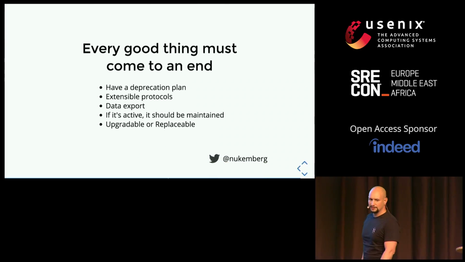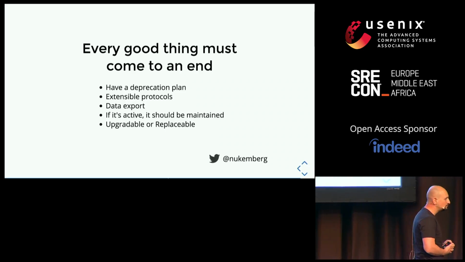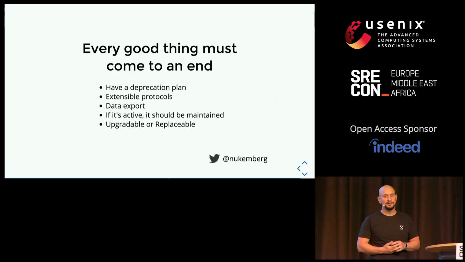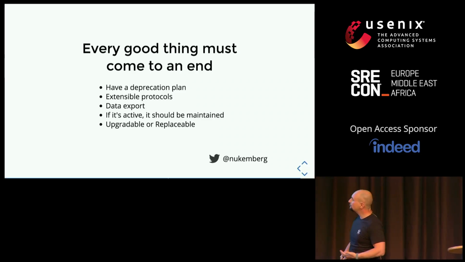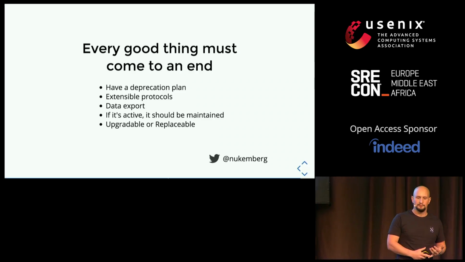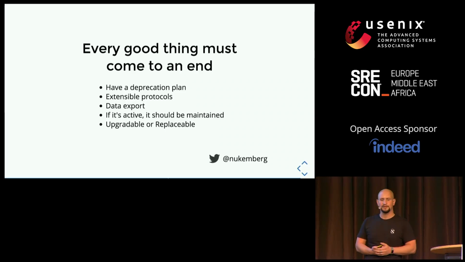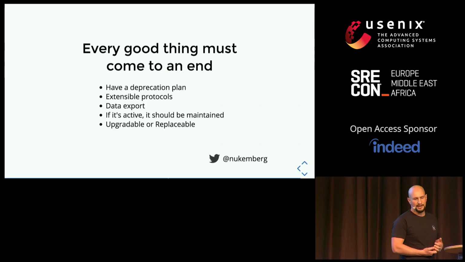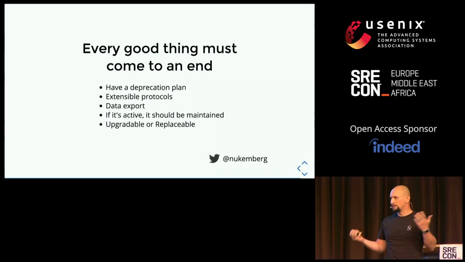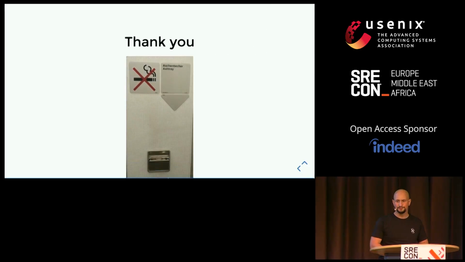Unfortunately, every good thing must come to an end, including this conference, which was amazing. So when you think about your system, remember, it too will die at some point. Have a deprecation plan. If you are designing protocols, make sure they are extensible. Make sure that your data systems have some way of exporting the data to a new system. Remember that as long as the system is active, it needs to be maintained. And think about whether your system is going to be upgradable or replaceable. If you cannot replace it, it has to be upgradable. So thank you very much.